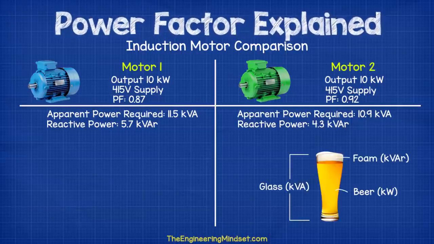Remember, our kilowatts is the beer and that's the useful stuff. The kVARs are the foam, that's the not so useful stuff. The kVA is what we're going to pay for, and that's the kilowatts and the kVAR combined.